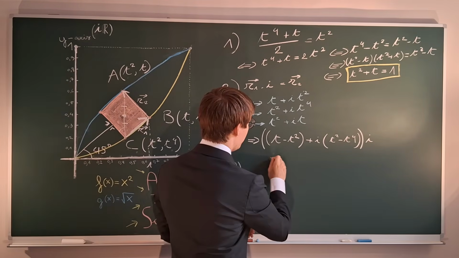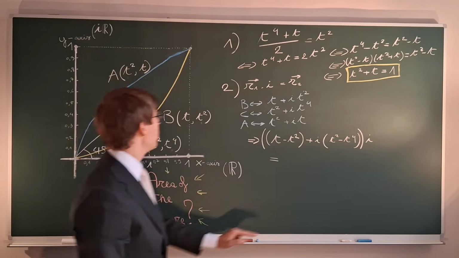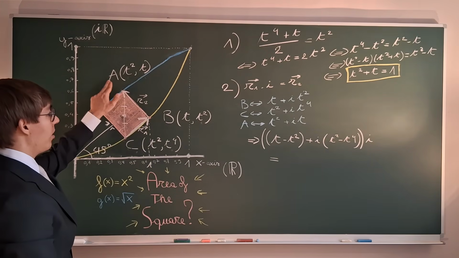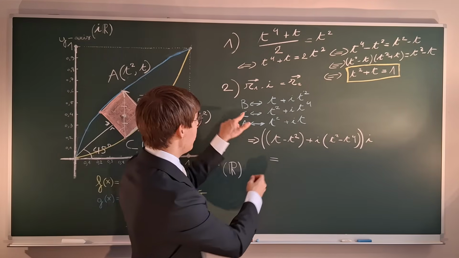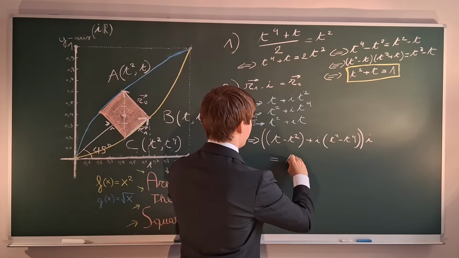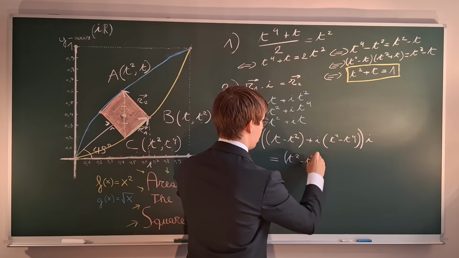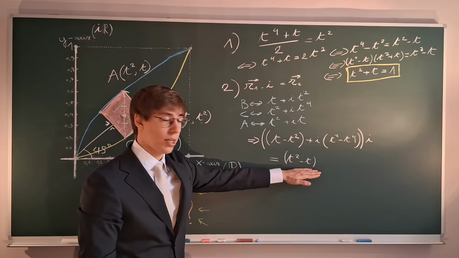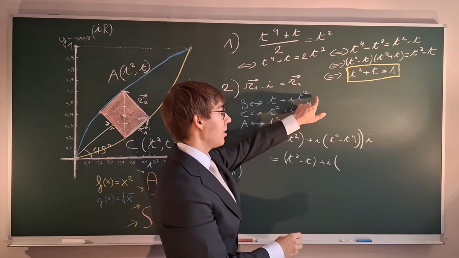So this should be equal to R2, which is point A minus point B. So point A minus point B is t squared minus t as my real part of the complex number plus i times t minus t squared.